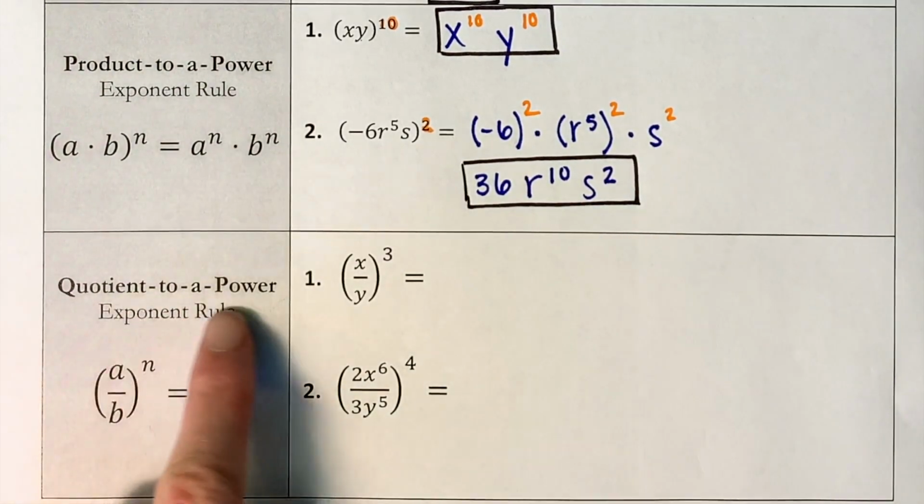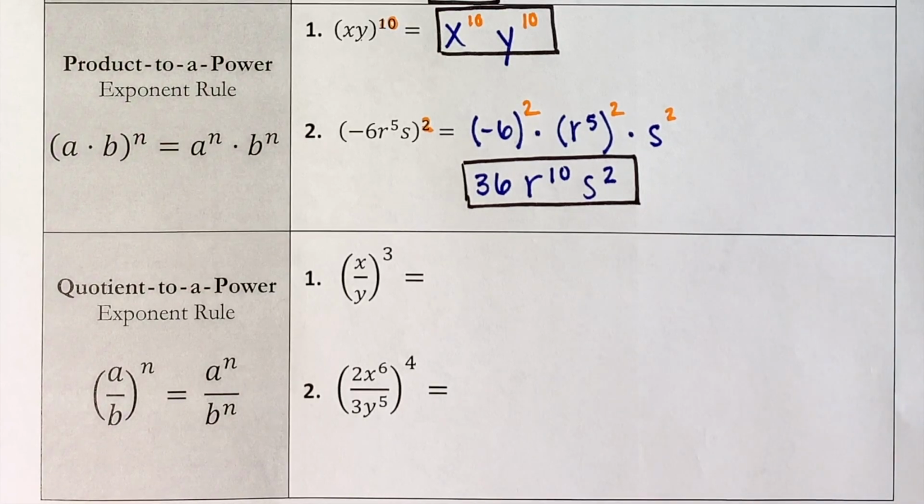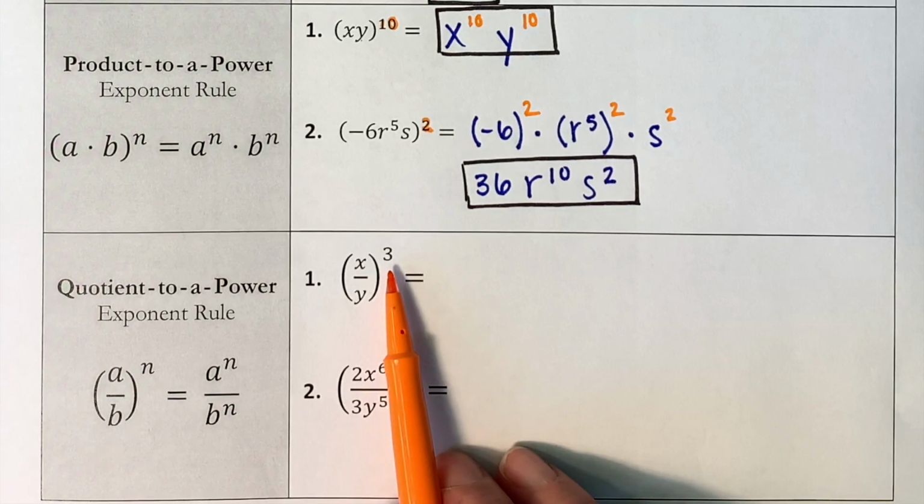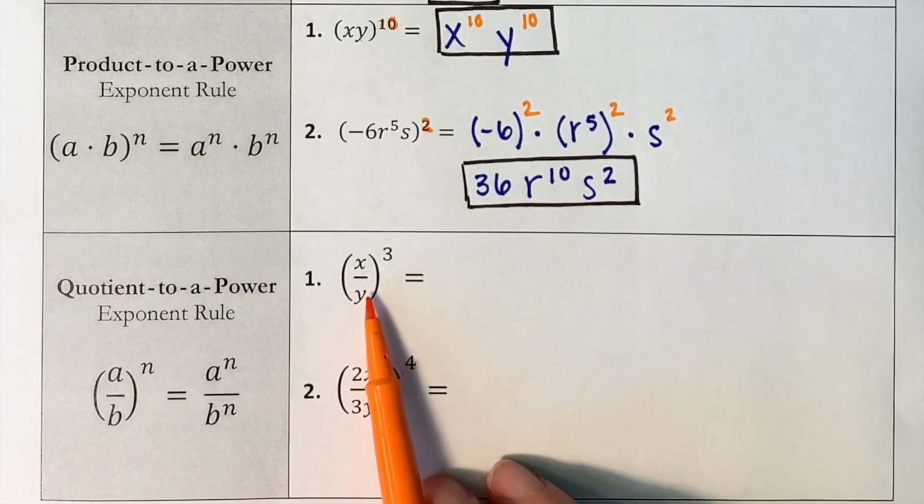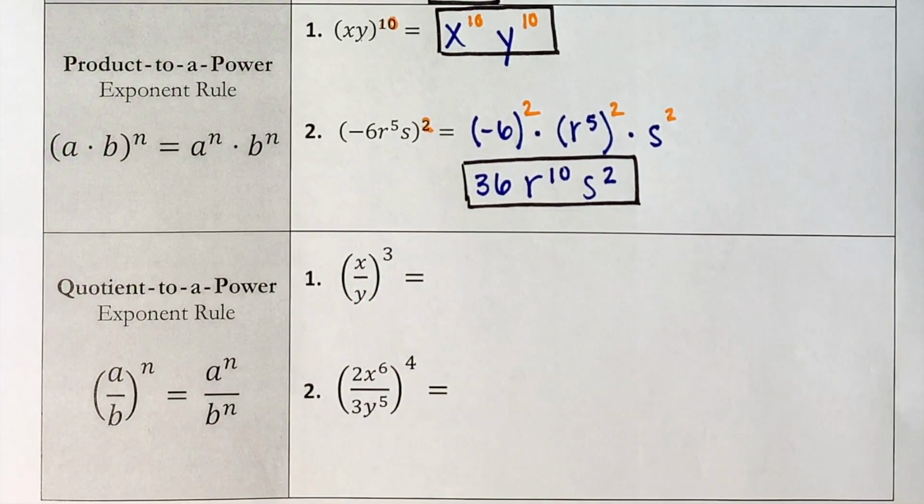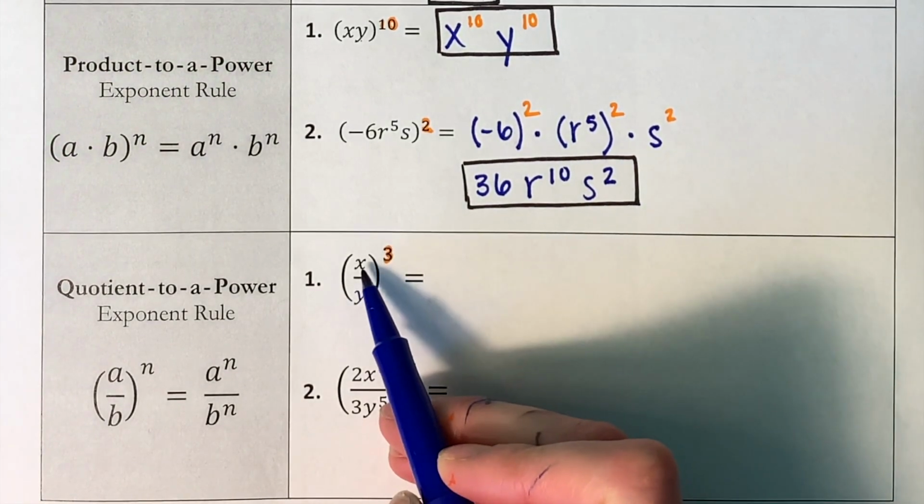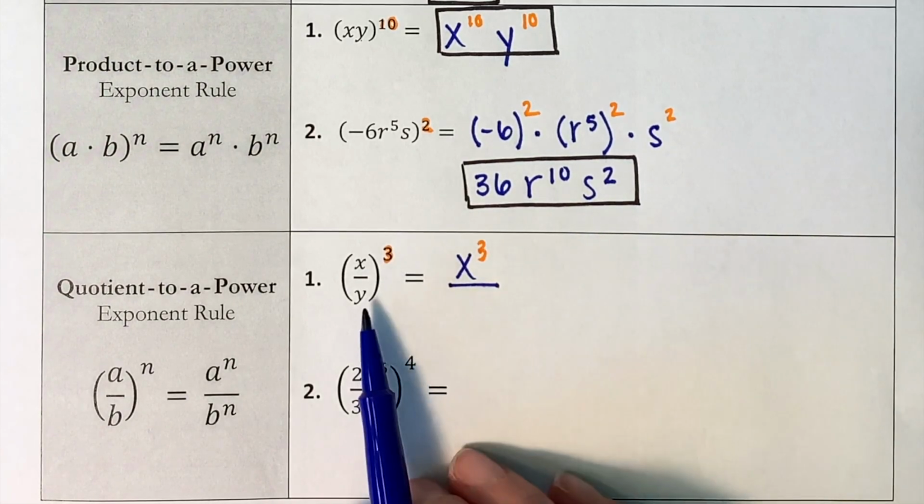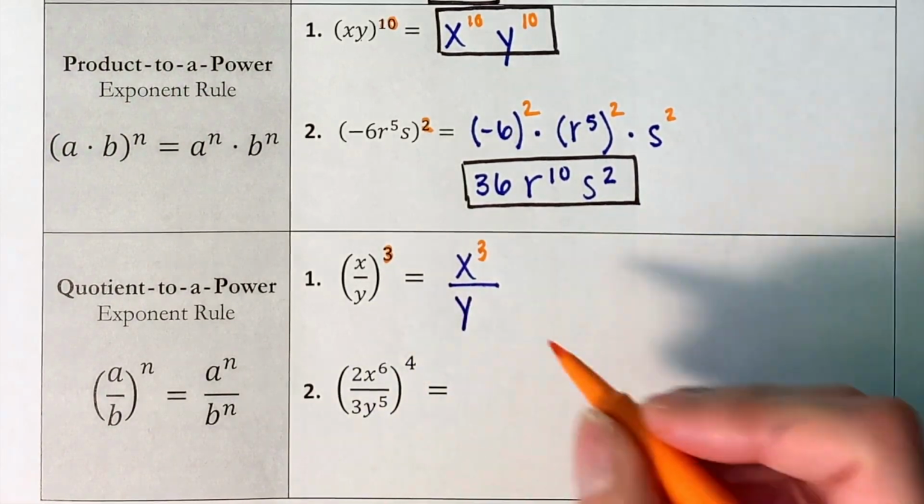Lastly, there's the quotient to a power rule. This says that if you have pieces being divided inside of parentheses, you can apply your outside exponent to each piece being divided inside the parentheses. In other words, we can apply the 3 to the x to give us x cubed, and then we can apply the 3 to the y to give us y cubed.